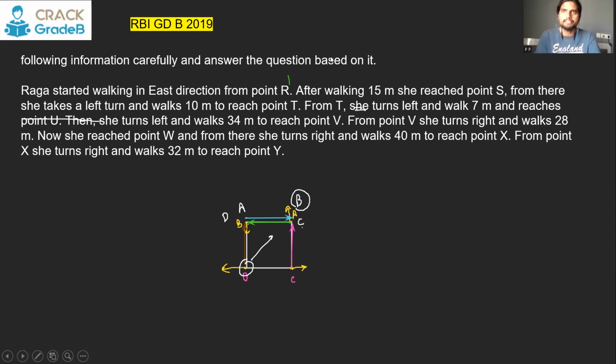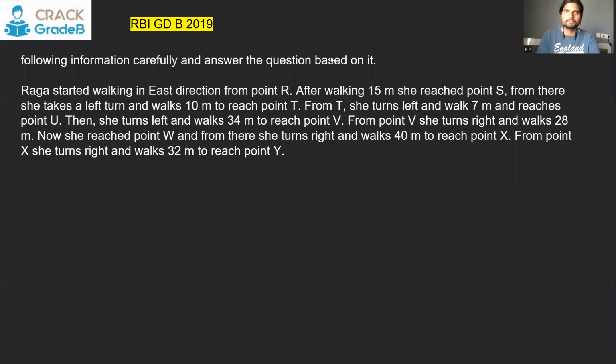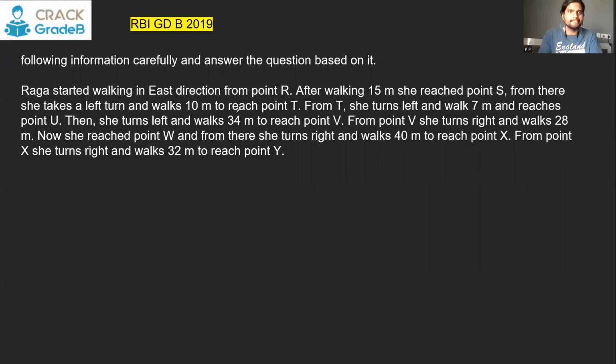Okay. Now let's see the questions that they ask in RBI Grade B exam. Let's see this. Raga started walking in east direction from point R. So let's consider this is the point R. She starts first walking in the east direction from point R and goes 15 meters. She goes first 15 meters and she reaches point S. From there, she takes left and walks 10. So walks 10 in the left and reaches point T.